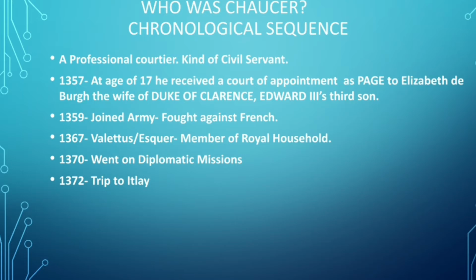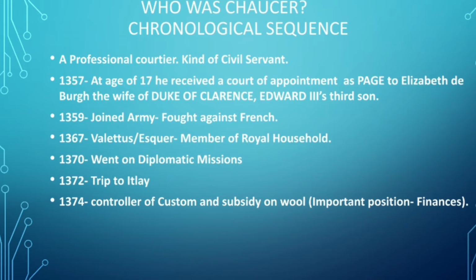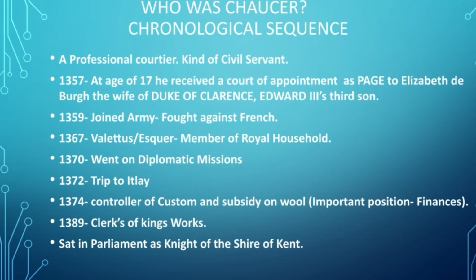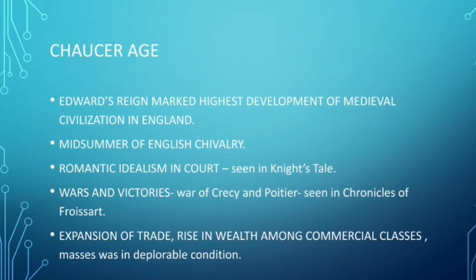Then in 74, he became the controller of customs and subsidy on board, which is a very important position in regard to finance. So we can again see how important this personality was. Then in 89, he became clerk of the king's works. Then he sat in the parliament as knight of the shire of Kent. And he was an important writer, as we know, because all his works are very important. And with his advent only, English literature came into existence.